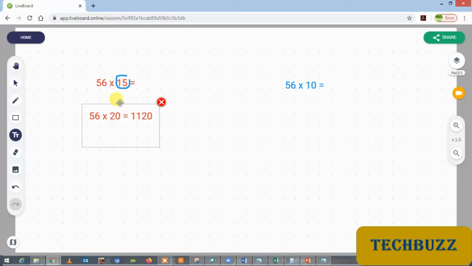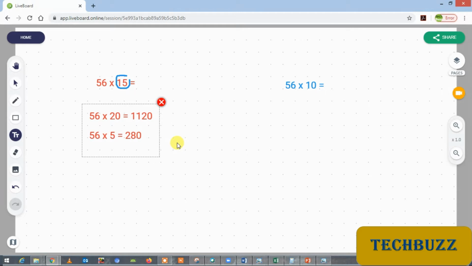Now see, what was our question? It was 56 multiplied by 15, but we have multiplied 56 by 20. So we have increased by 5. So we will multiply 56 by 5 also. 56 multiplied by 5, now what is the answer? It is 280. Now why have I multiplied by 5? Because it was 56 multiplied by 15, we have done 56 multiplied by 20, so we have multiplied 5 more times.